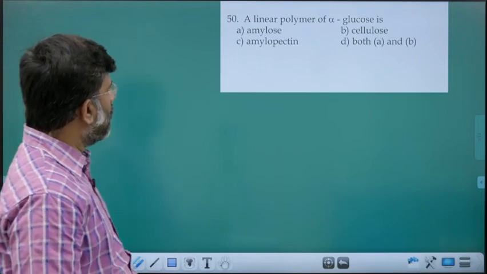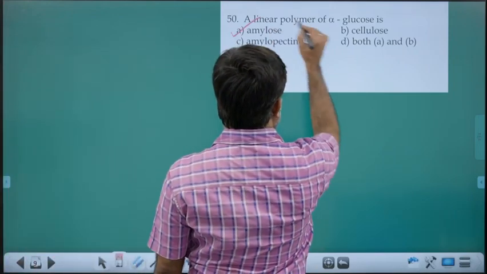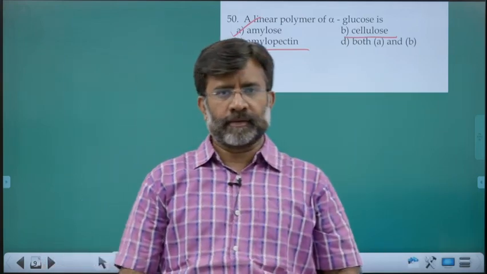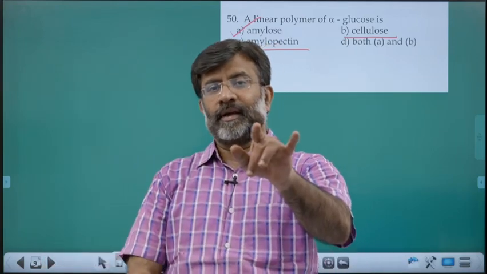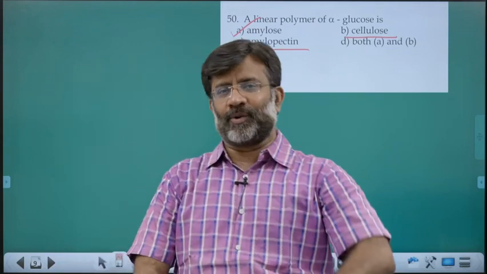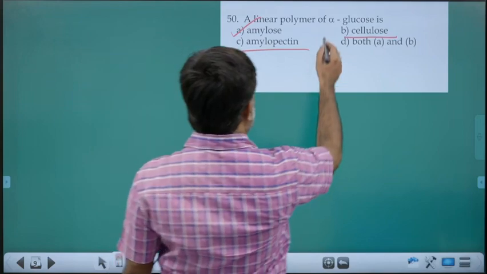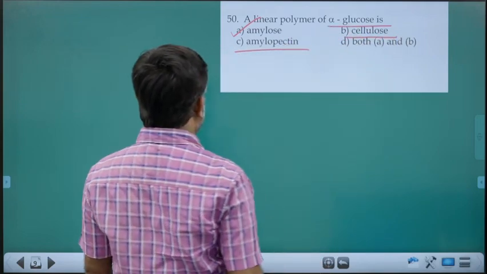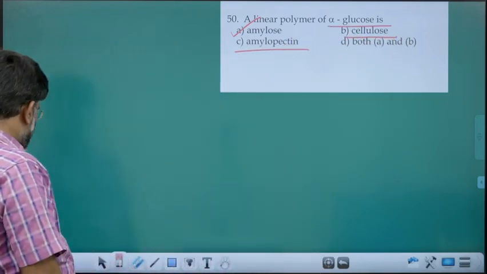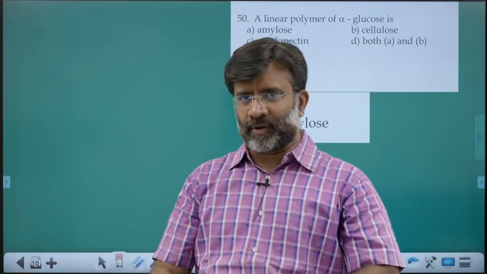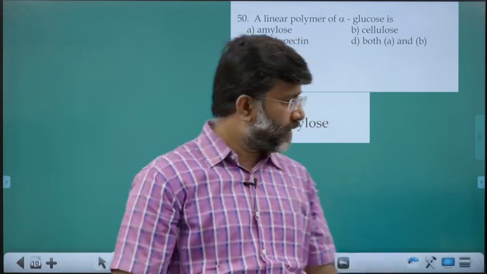Next question. A linear polymer of alpha glucose is amylose. Amylose only, because the others are branched. Cellulose is not branched, but it is beta glucose. What is asked here? Alpha glucose. Only one, amylose, option A. While amylopectin is branched in nature. Cellulose is beta glucose. Right?